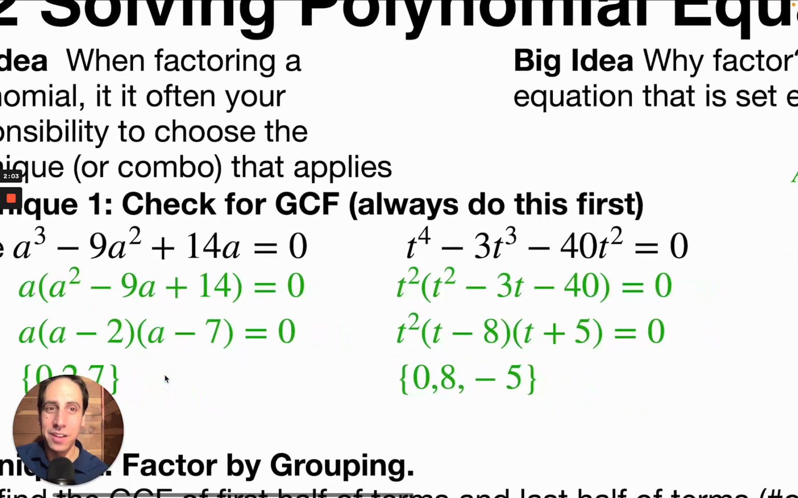Let's do that again. Check. It's always a good idea to check for the greatest common factor first. And you can see here, wait a second, t squared is the greatest common factor because the t squared goes into all 3 of these terms. So factor out the t squared.